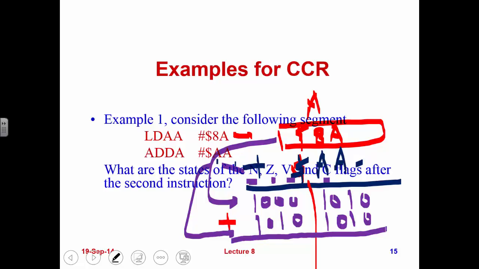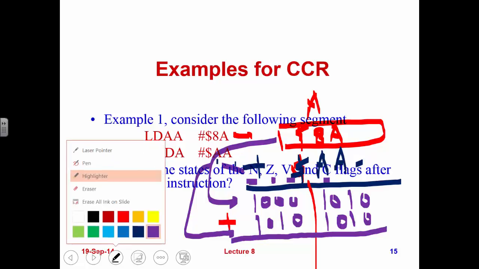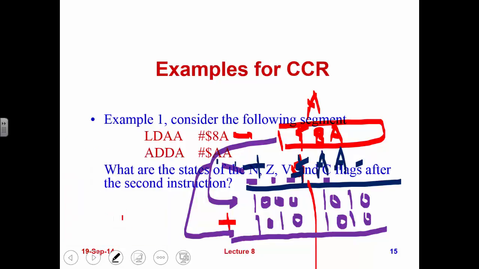Let me show you. When we add them together, that's easy. 0 added with 0 is 0. 1 added with 1 is 0, but with carry. But this carry does not mean the flag bit C of the condition code register is 1. The C bit is 1 only when we have a carry from the left, from bit 7.